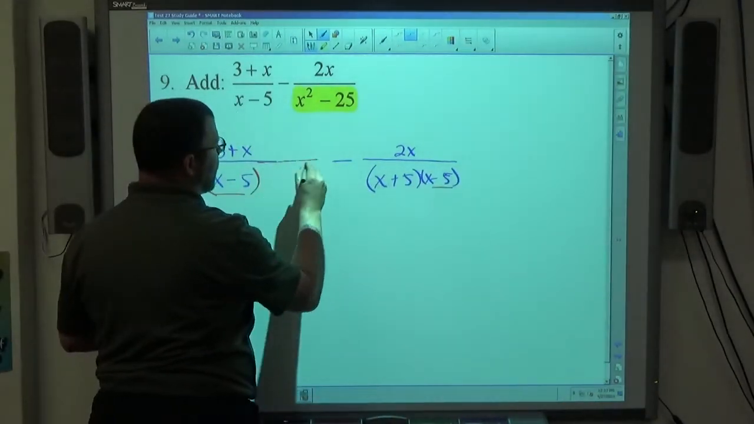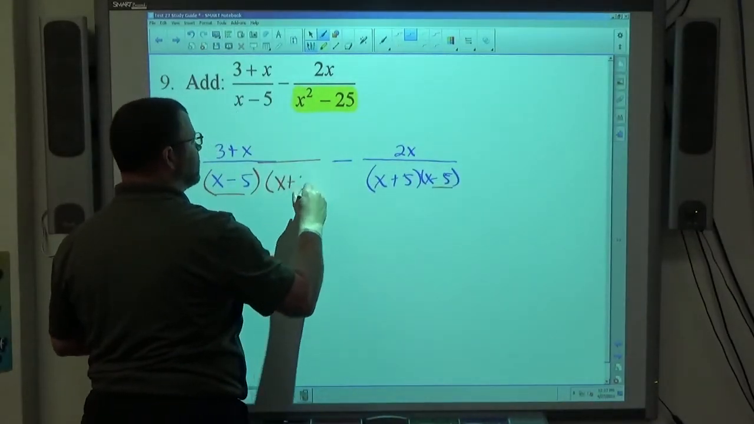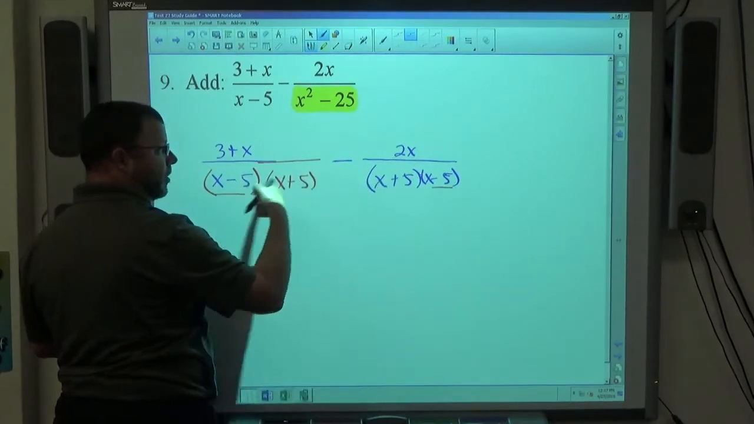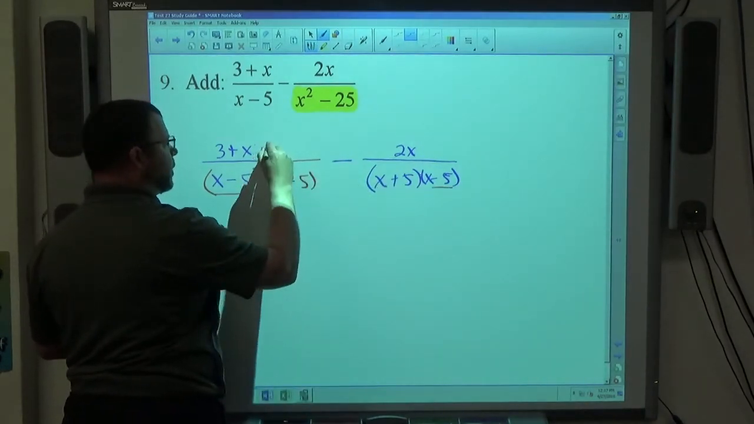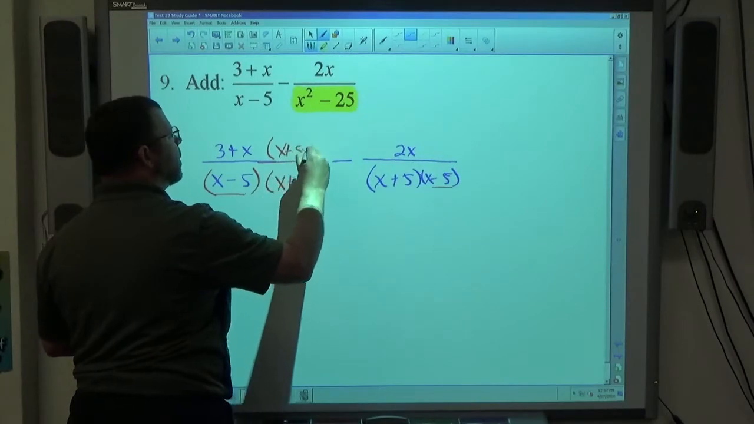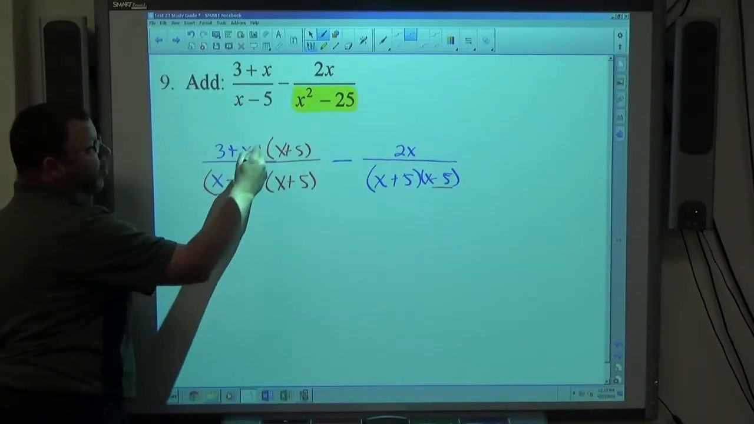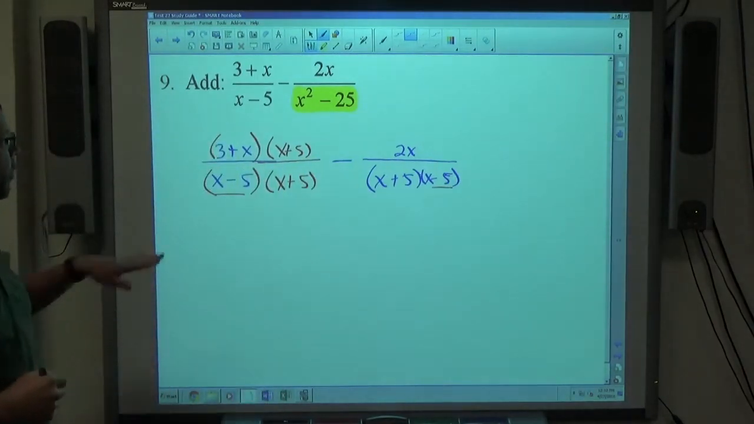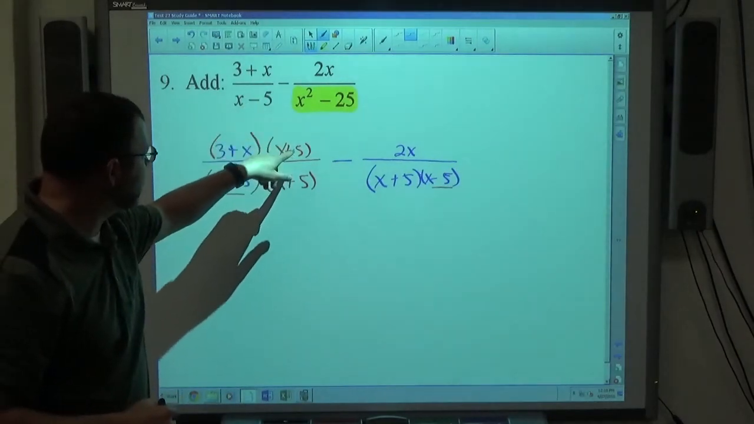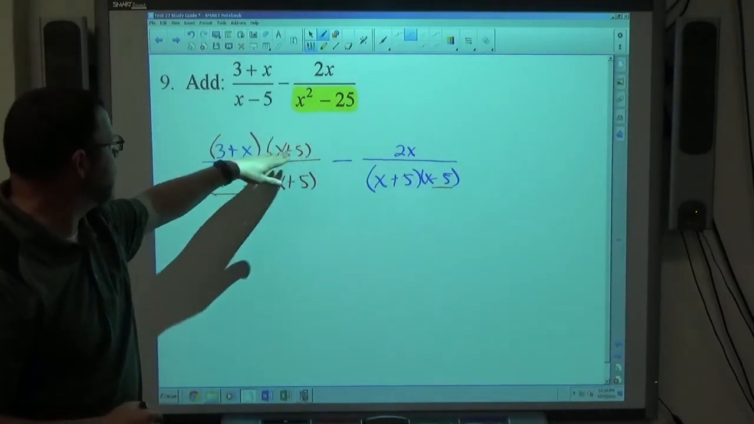So I need to get an x plus 5. So they both have x plus 5 and x minus 5. This is new, so I need to put an x plus 5 on top. The top was already a binomial, so I need to put it in parentheses also. So the multiplication here is not just x plus 5 times x, but x plus 5 times this whole 3 plus x.